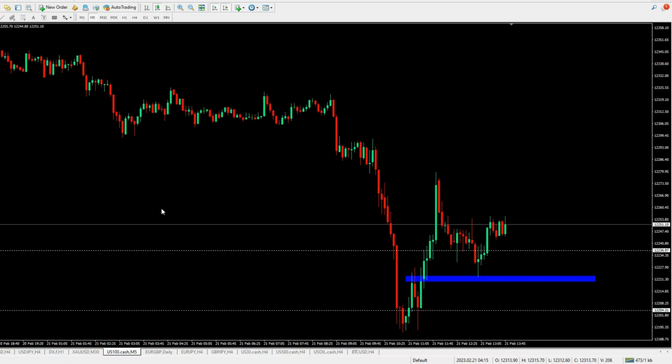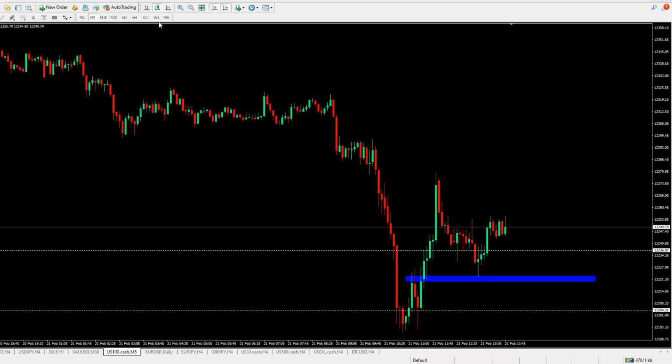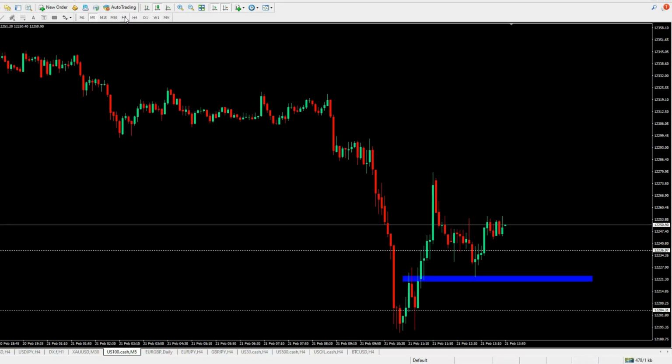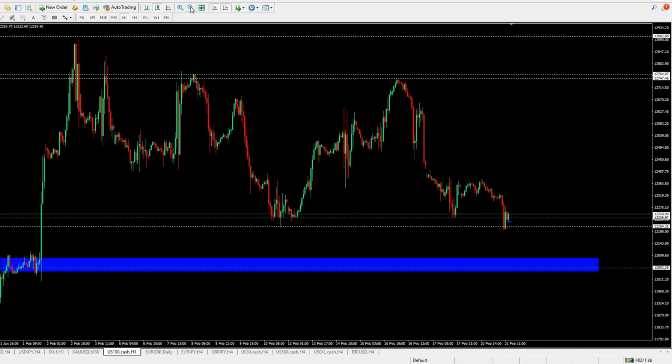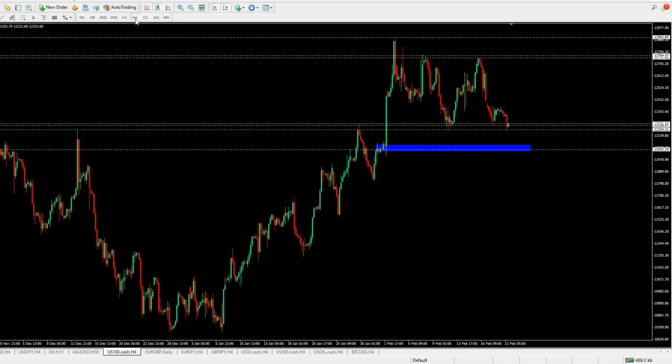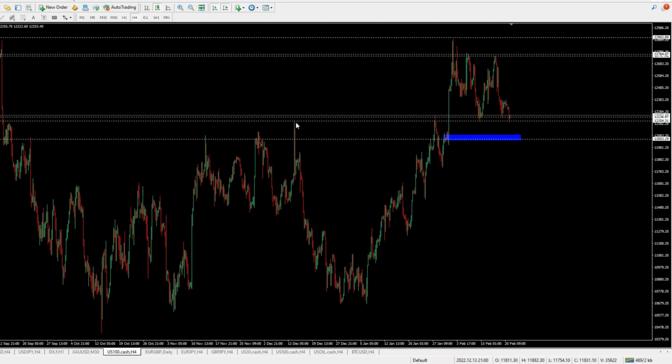I'm here at the NAS, and we've got structure that has been tagged, going to the 4 hour. Let's just zoom it out a bit. You can see what we got here. Let's zoom it out again. Let's go to the daily.